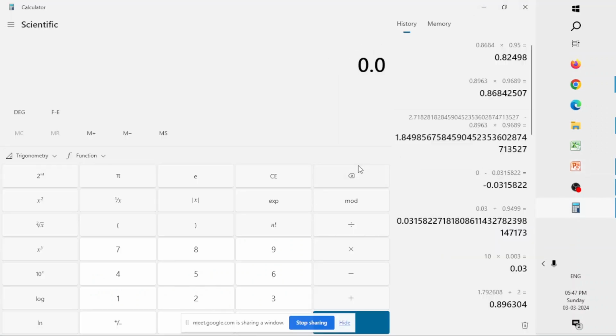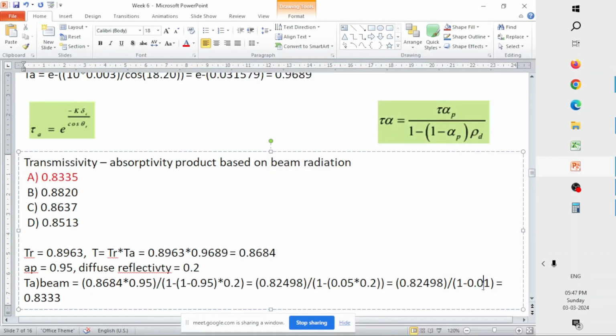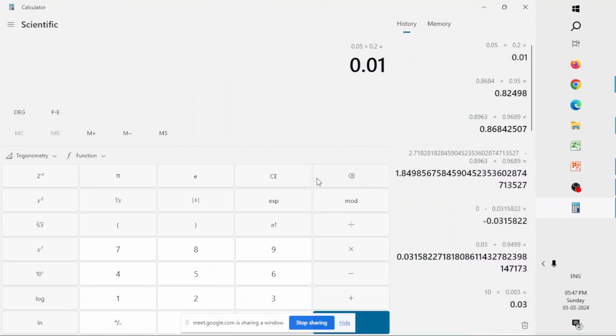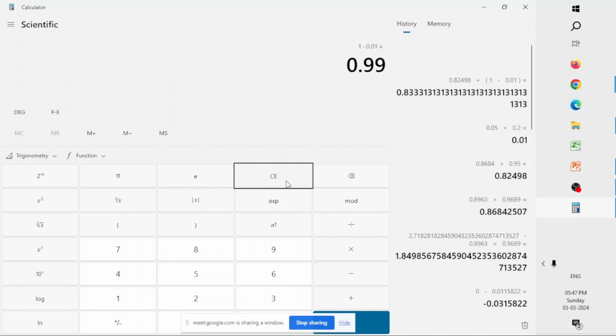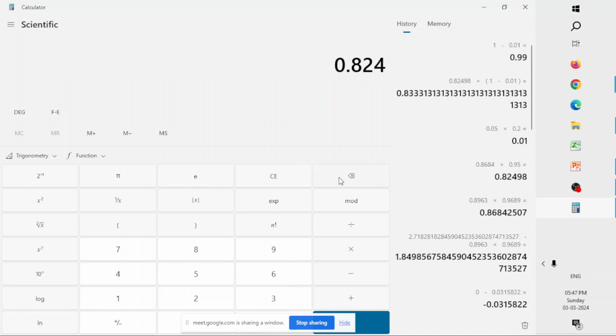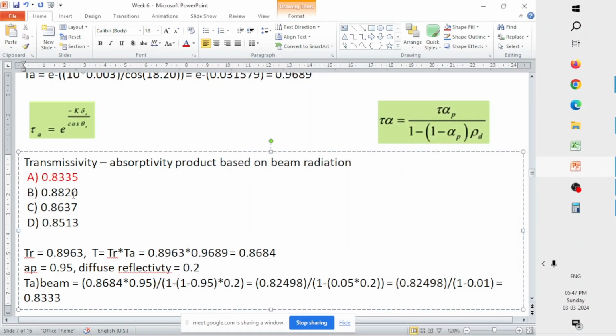So 0.05 times 0.2, 0.01, yeah, 0.01, so 0.82498 divided by 1 minus 0.01, oh sorry, 1 minus 0.01, 0.99. So 0.82498 divided by 0.99 will be 0.8333. So the answer is approximately coming around the same, 0.8335. So this is the answer.